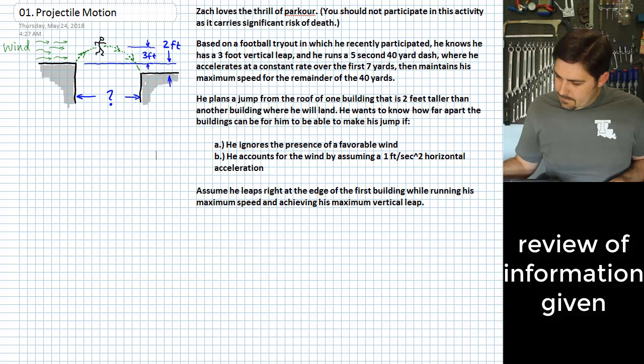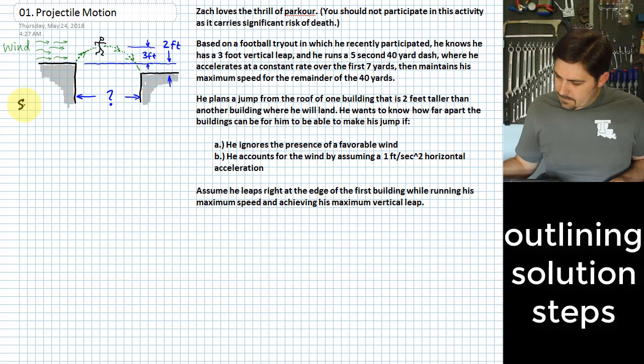All right, so here are the steps we're going to go through to help him figure out how far apart these buildings can be. First of all, we're going to use the vertical leap. You're going to use that information to figure out his initial vertical velocity when he jumps off of that building. That's the first step of our process.